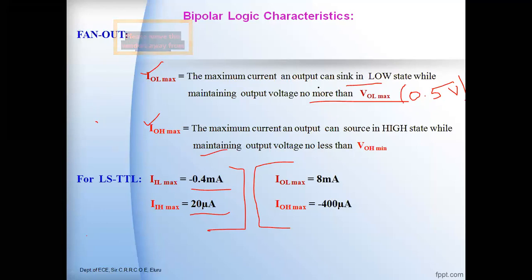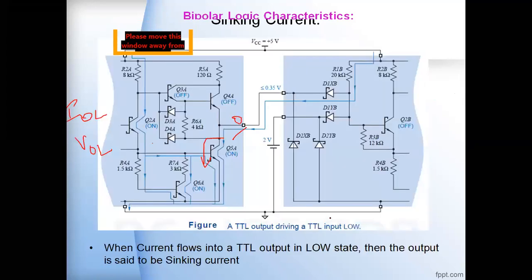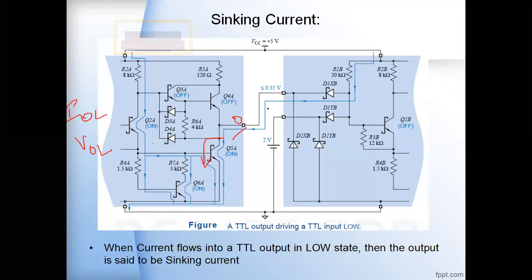At this voltage, the maximum current flowing in the circuit, for a typical LSTTL, is 8 milliamperes. Why is it 8 milliamperes? Because the current is coming out of the TTL input here. Because of this low state value, it again causes the diode D1 to be forward biased. When it is forward biased, the current flows out of the circuit, and here it is into the circuit.